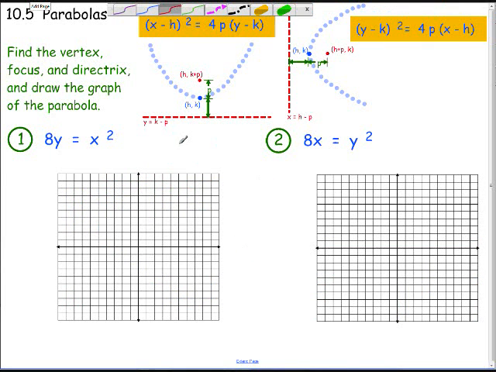So let's try using this. Let's find the directrix, focus, and vertex and draw this parabola. We want to put it in a familiar form here. Well, I guess this is a familiar form. This is a new one here. We want to put it in this form. So I'm going to say x squared equals 8y. That looks a little bit more like it.